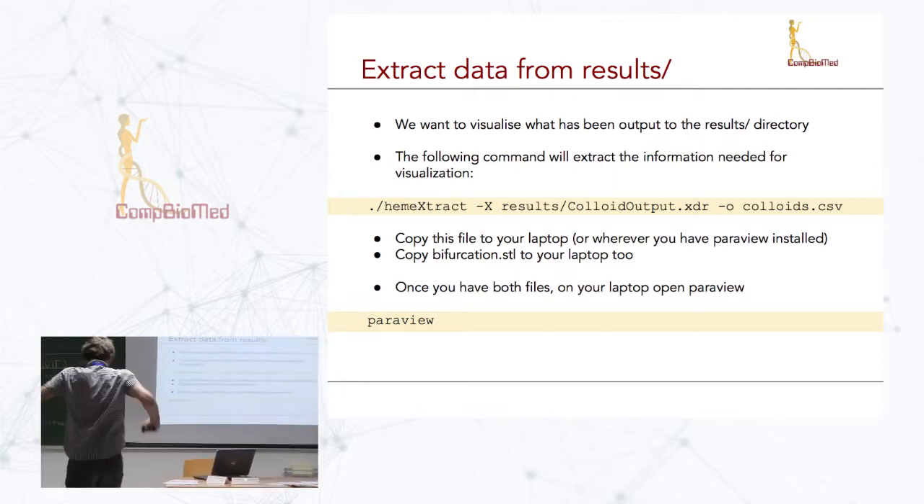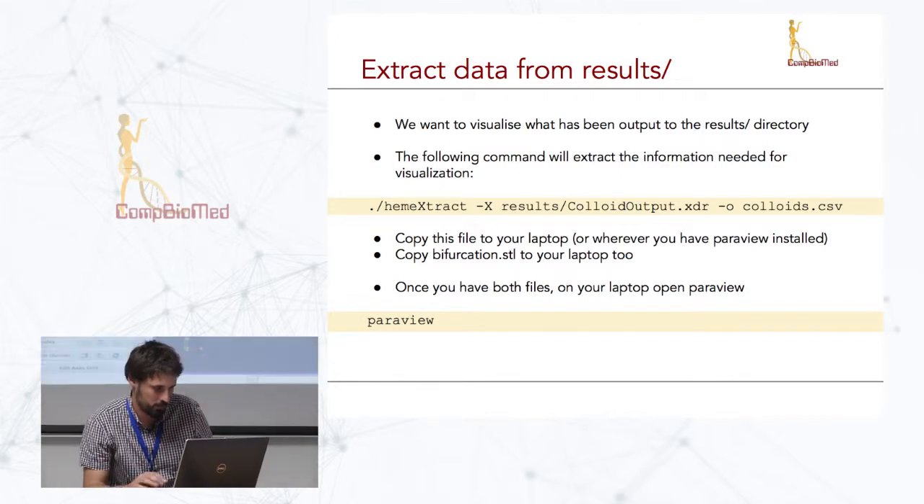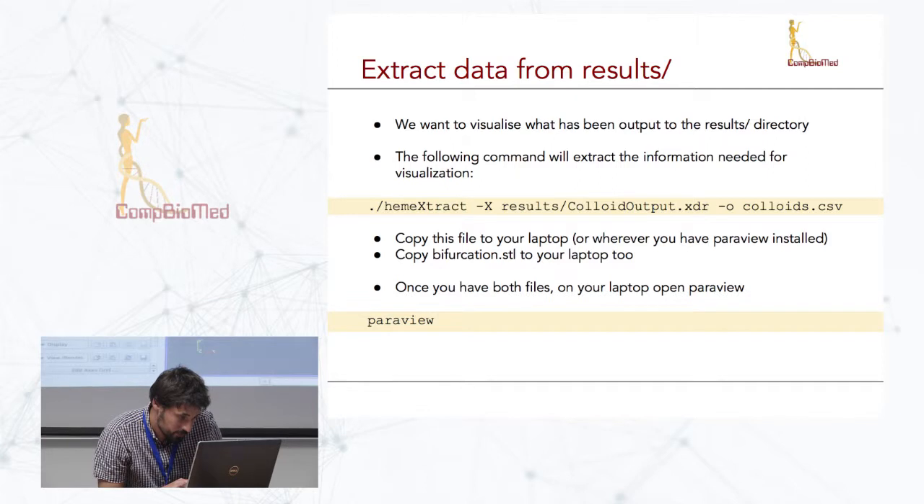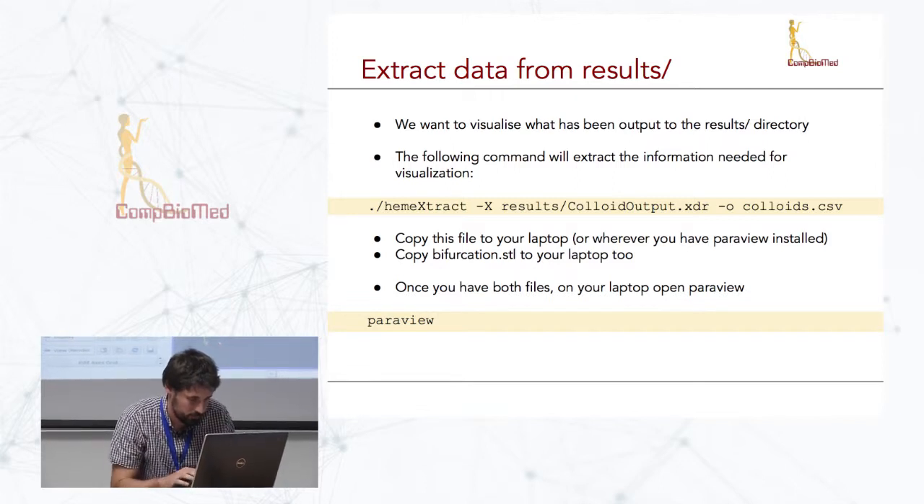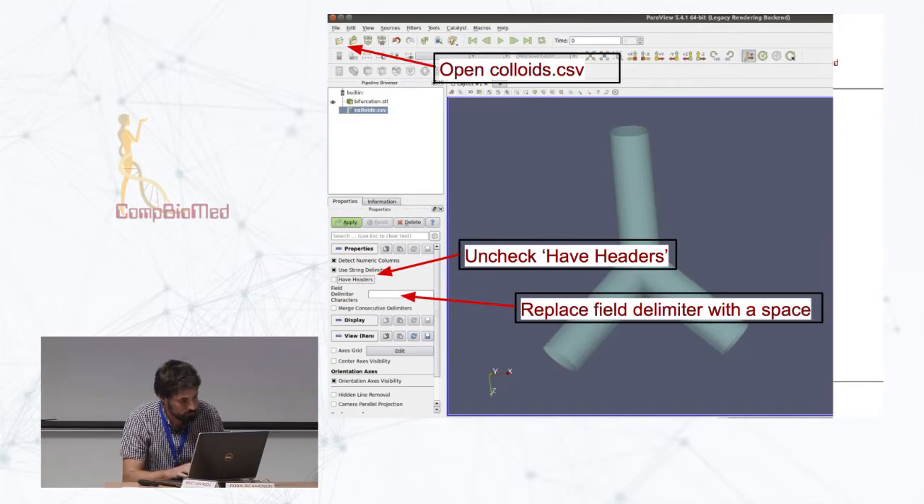So if you open ParaView, actually, I'll show myself doing it. The first thing we're going to do is open. Where is it? Mysteriously gone. Also copy your bifurcation.stl down as well, because you need that. If you copy the bifurcation STL as well, then you can open ParaView.